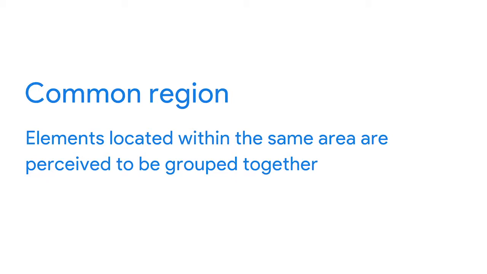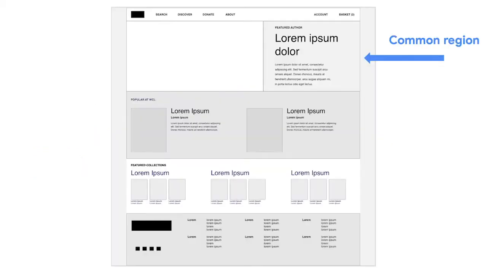The principle of common region states that elements located within the same area are perceived to be grouped together. Let's go back to the library website again and check out the Featured Author section at the top of the homepage. Within the Featured Author box is a header, title, and descriptor text. The border around the box indicates to users that this information is related. For example, the text in this area will all be about the featured author who is shown in the hero image to the left.